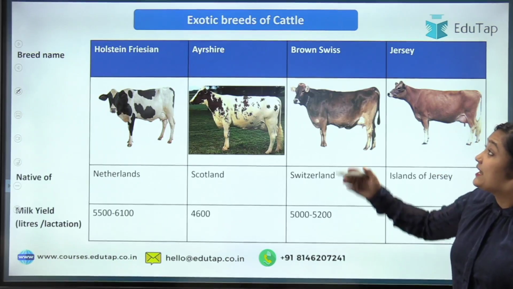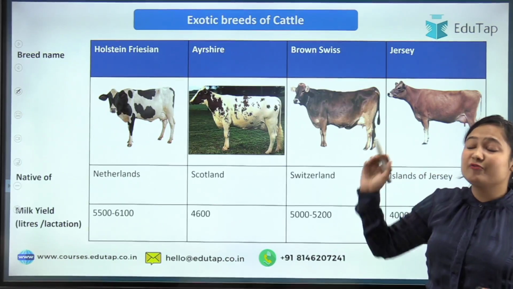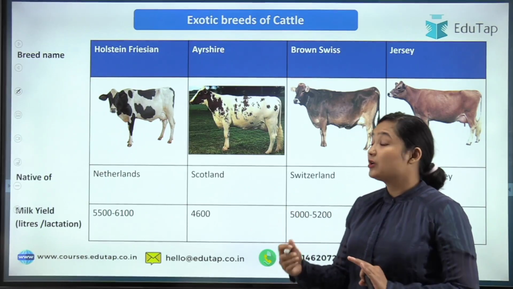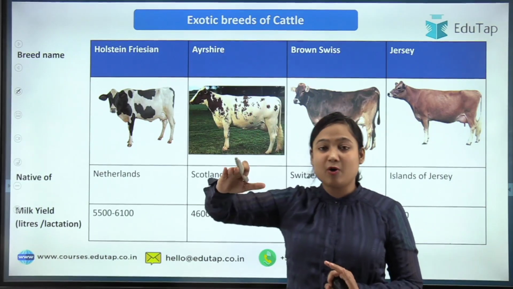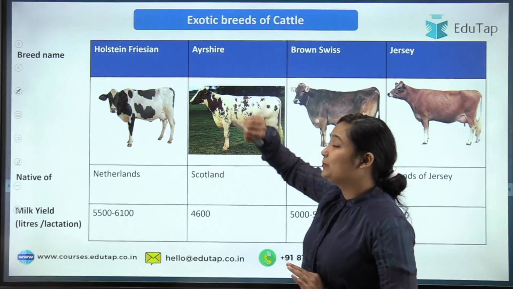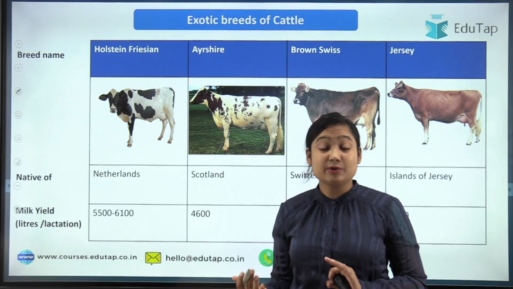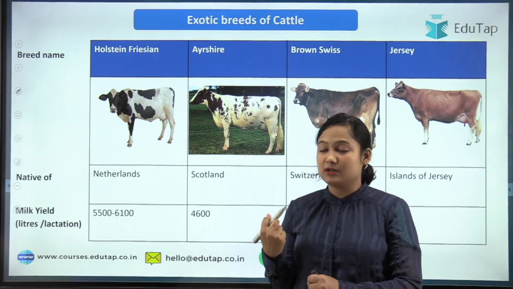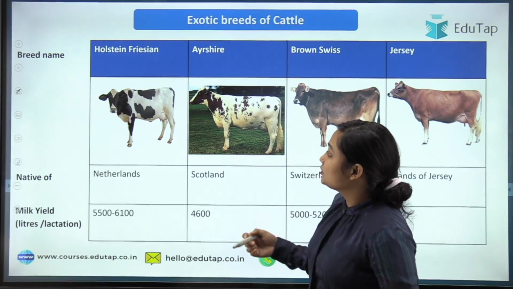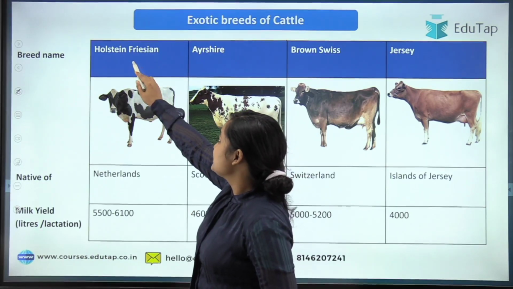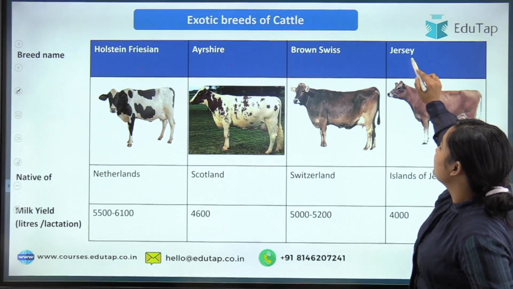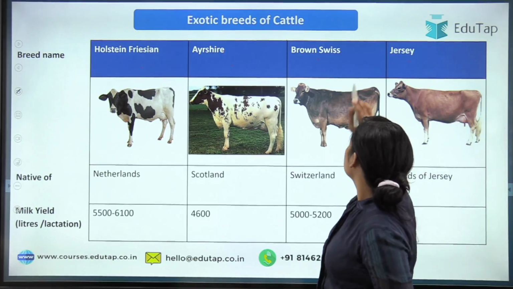Now moving to the next, we talk about exotic breeds. So first of all, why are we introducing the breeds that come from other countries? The breeds that are not from the Indian subcontinent will be called the exotic breeds of cattle. So why do we need to introduce them? Because they have some good features that we want to help our farmers with. So talking about the first one, that is Holstein Friesian, then Ayrshire, then Brown Swiss and the Jersey.